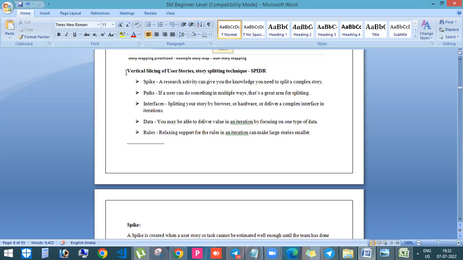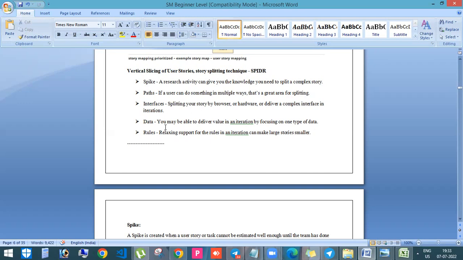Why are you cutting in a vertical way? Because if you slice the cake vertically, all the layers will be available in a single piece. The same is applicable with your user stories. Whenever you are splitting, you should not have one story for front end and one story for back end. Everything should be integrated. That is known as vertical slicing of stories.